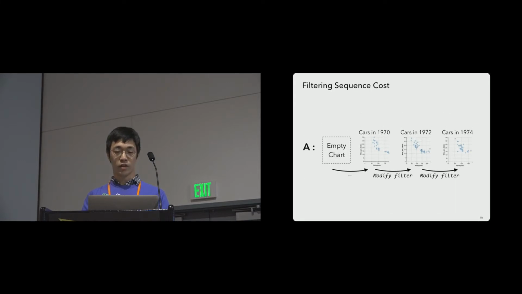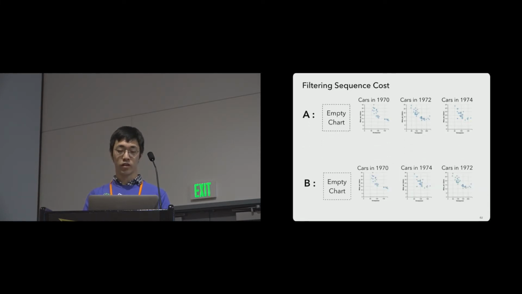So we added the filtering sequence cost, which is a penalty cost for unsorted filtering values. In sequence A, filtering values are sorted, so the filtering sequence cost is going to be 0, and so the sequence cost is just equal to the sum of transition cost. But in sequence B, filtering values are not sorted. So B gets a filtering sequence cost and gets a larger sequence cost than A.